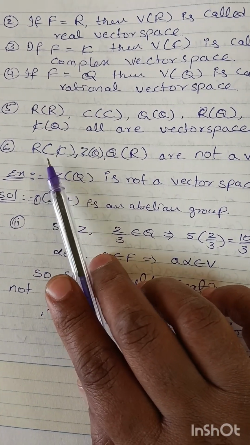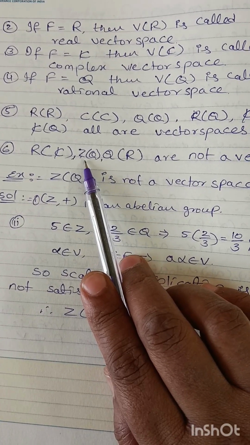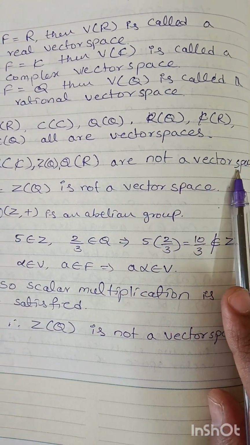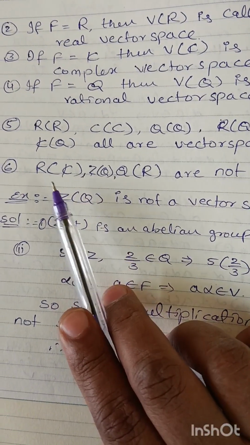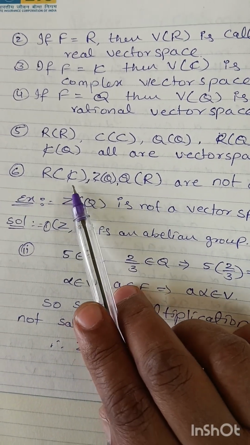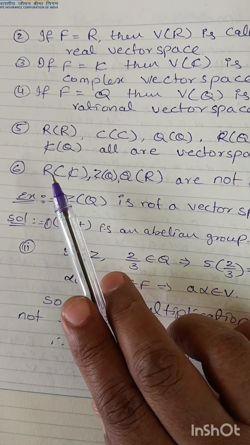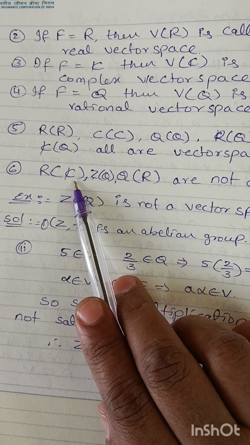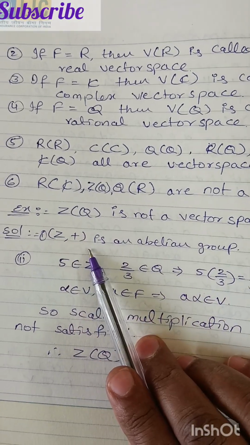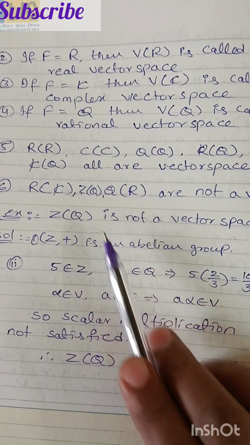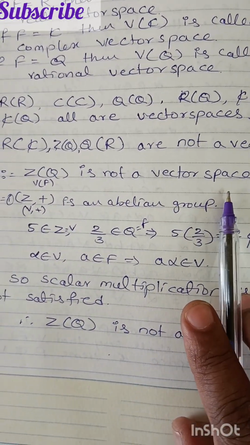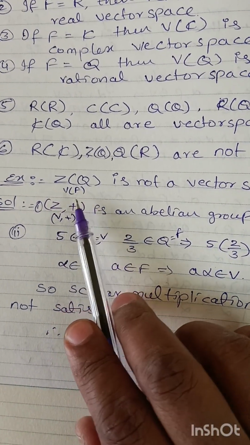Next, sixth point: R over complex numbers, the integer set over Q, and rational numbers over R are not vector spaces. Observe here, we want a condition in V over F, always F is a subset of V. But here, complex numbers are not a subset of R. The complex number set is the biggest set other than real numbers. So now, example: we consider Z over Q is not a vector space. Example, Z over Q is not a vector space. So then Z over Q means V over F.